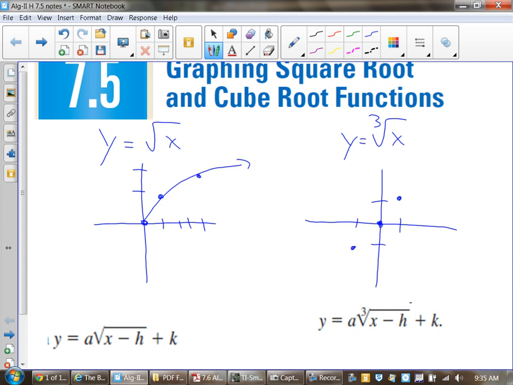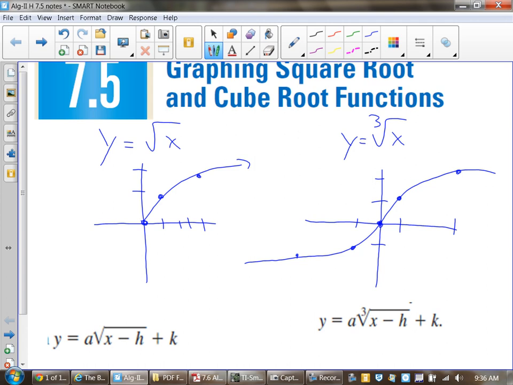What's the next perfect cube? 8. The next perfect cube would be 8 out here, and that would be up at 2. Do you agree? If it was negative 8, it would be down here. So your cube root function looks like that. What I'm doing here is plotting perfect squares for the square root function, and some perfect cubes for the cube root function, just to get the general idea of what these graphs look like.